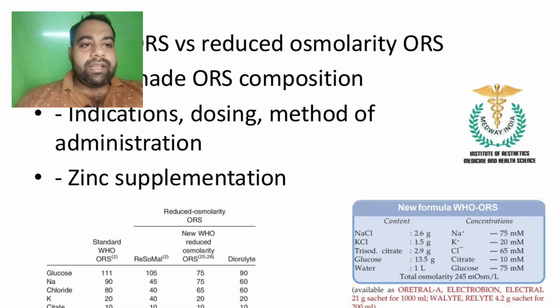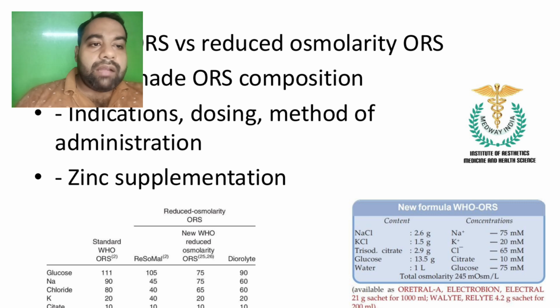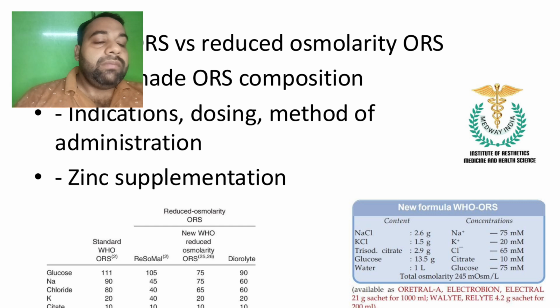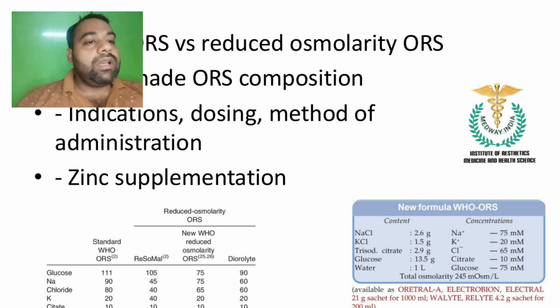So this WHO ORS basically contains NaCl 2.6 gram, KCl 1.5 gram, trisodium citrate 2.9 gram, glucose around 13.5, water 1 liter, and the sodium, potassium like 75 millimole, 20 millimole, and the chloride and the citrate 65 and 10 millimole, and the glucose is around 75 millimole concentration. Okay, that is basically there.